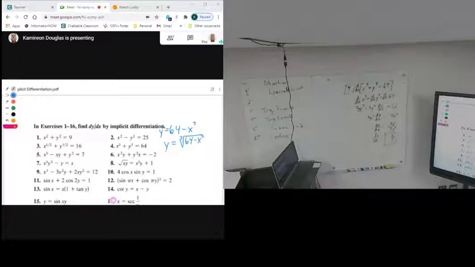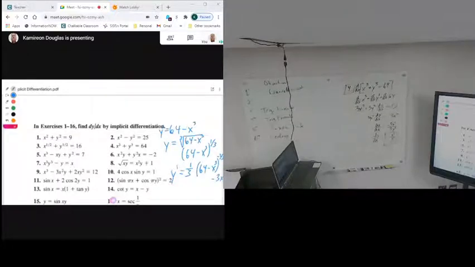We then have to do a power rule with a chain inside of it. The power rule would be 64 minus x cubed to the 1/3 power. We then would do the power rule, so y prime equals 1/3 times 64 minus x cubed to the negative 2/3 power times the derivative of the inside. The derivative of the inside would be negative 3x squared.